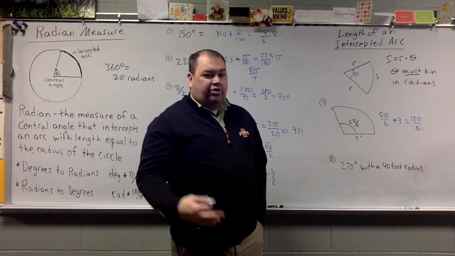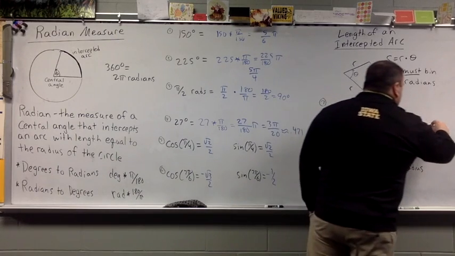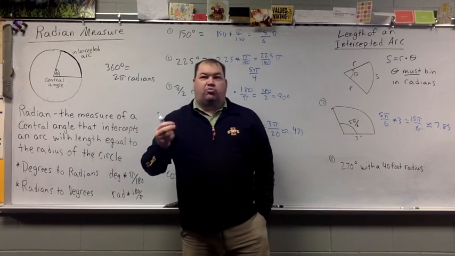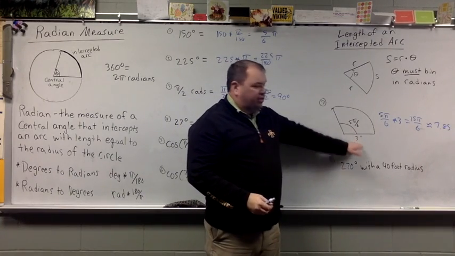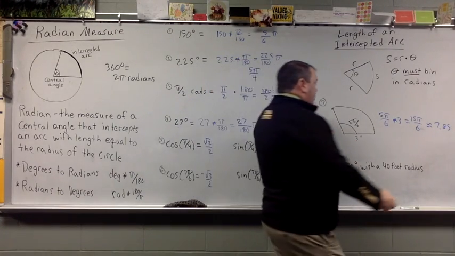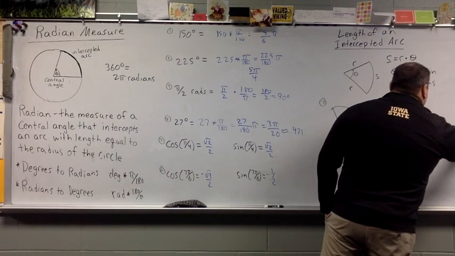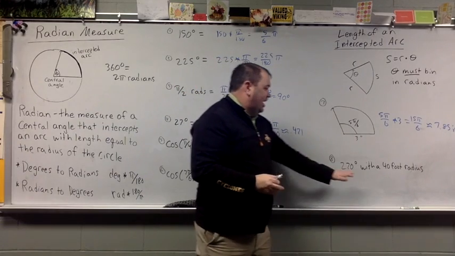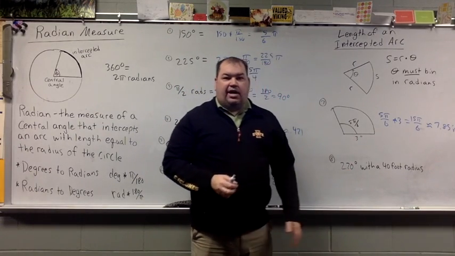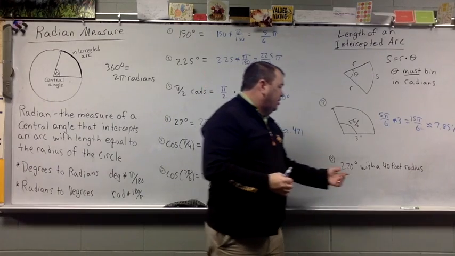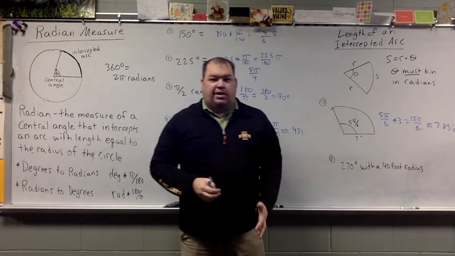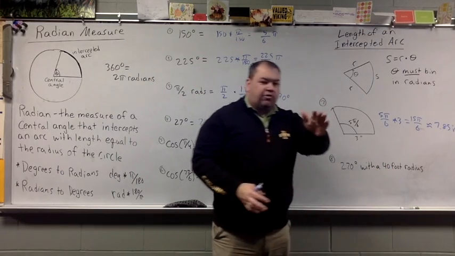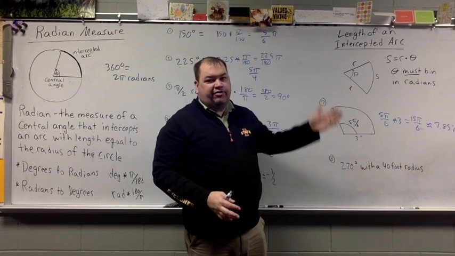If I wanted to, I could round this out. It's roughly 7.85, and your label matches the radius. So since the radius is being measured in inches, my answer is also in inches. If they give you something that's not in radians, if they say I have a 270 degree angle with a 40-foot radius, this might be a field sprinkler. Okay, it's got a 40-foot radius, a 40-foot boom, and it goes 270 degrees.